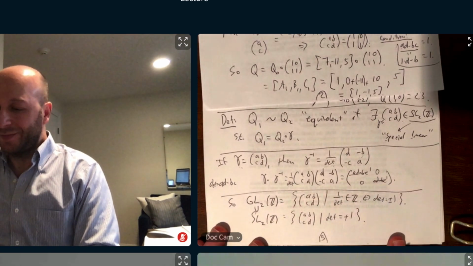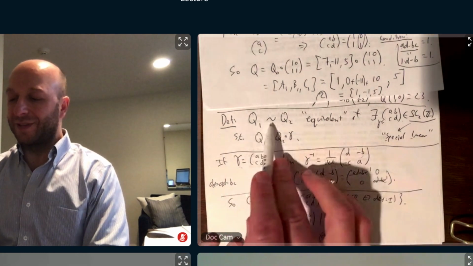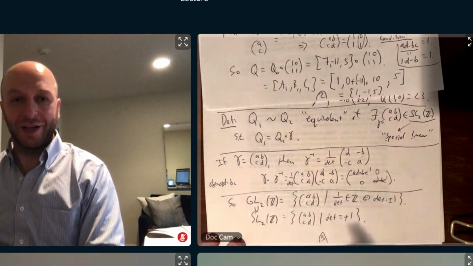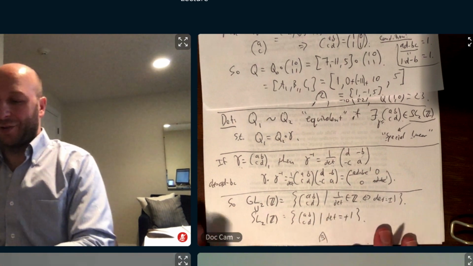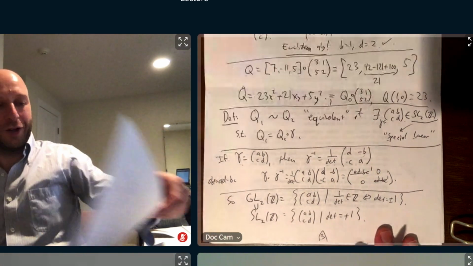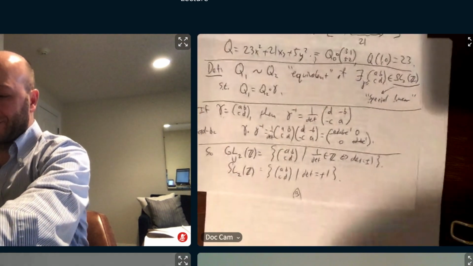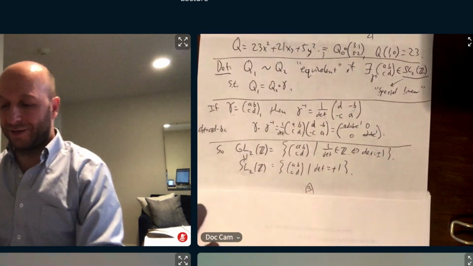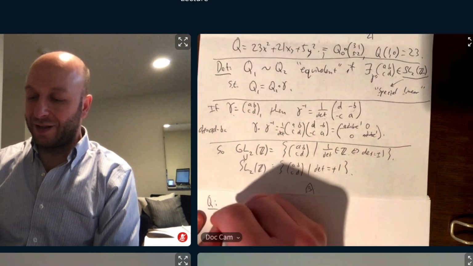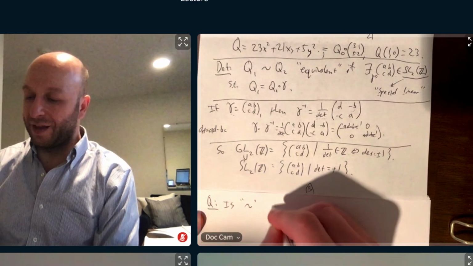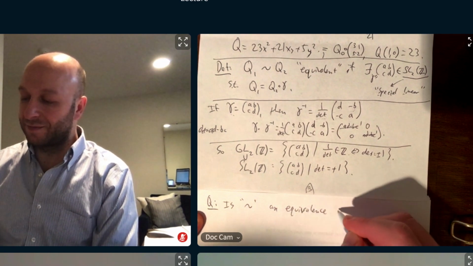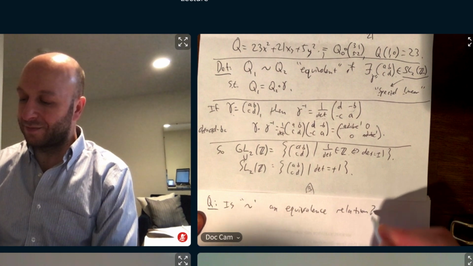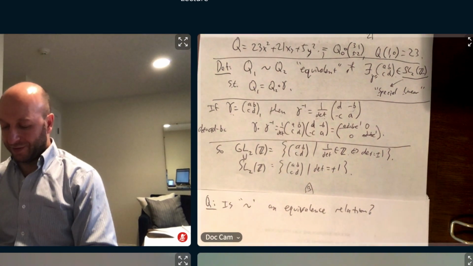Okay? So we made this definition. It looks like an equivalence relation, but it's not yet an equivalence relation. It's only on one side. Is it symmetric? So is our definition truly a definition of equivalence? So question, is this thing an equivalence relation? What do we need for equivalence relations?